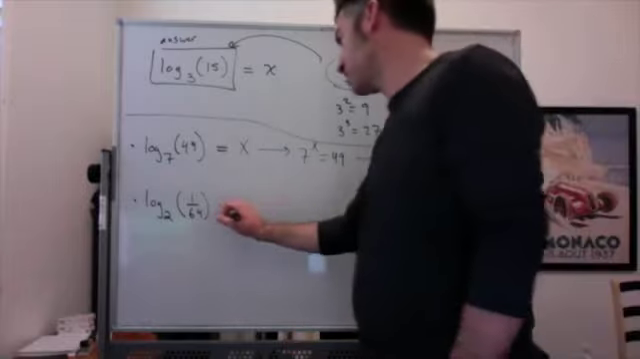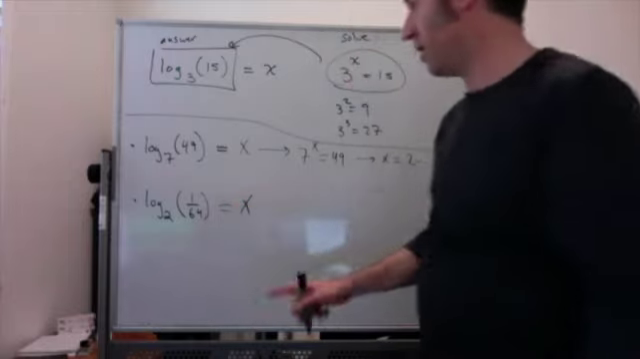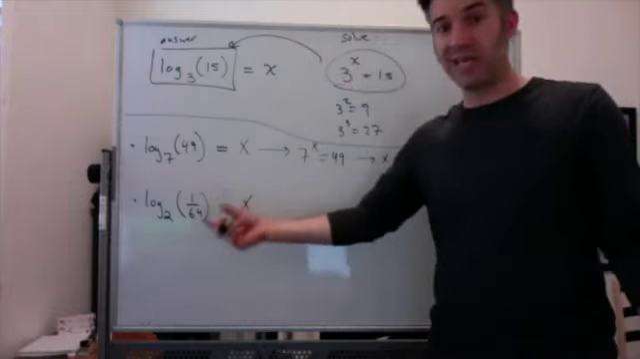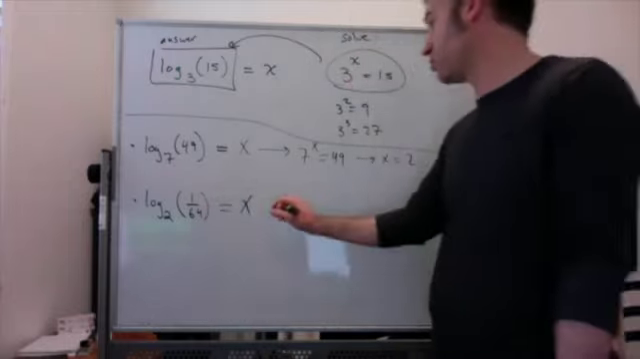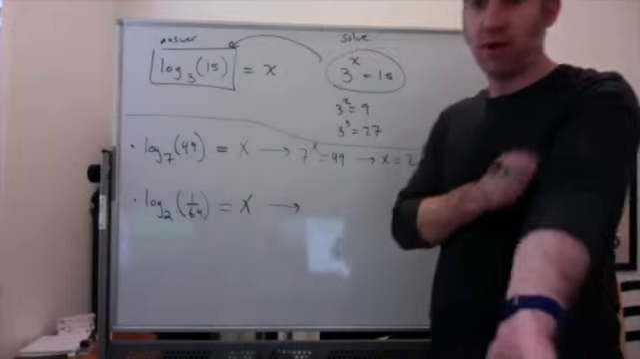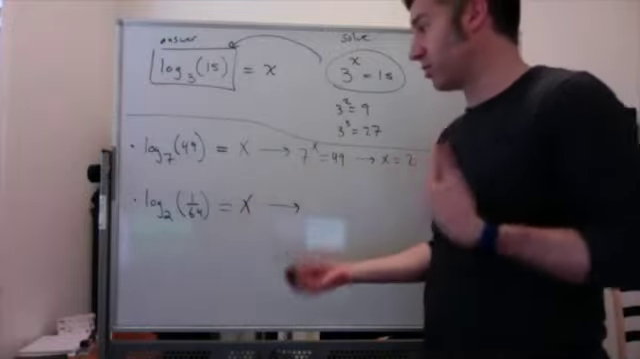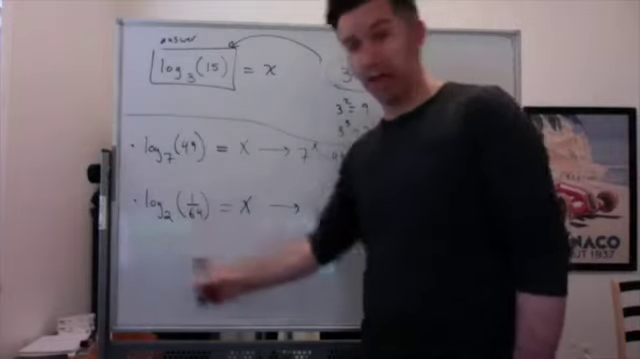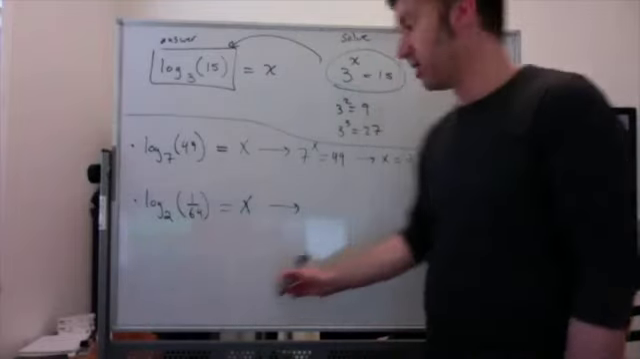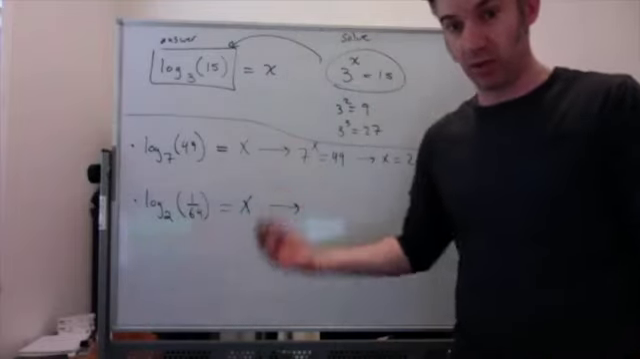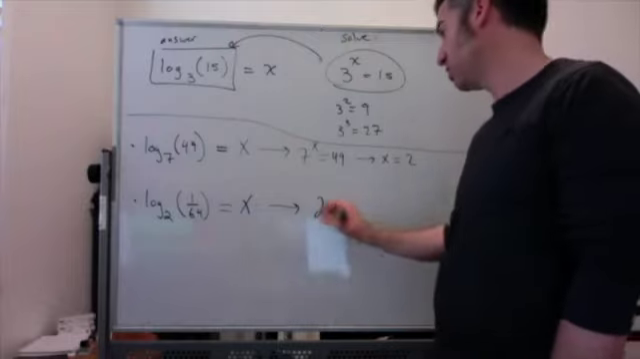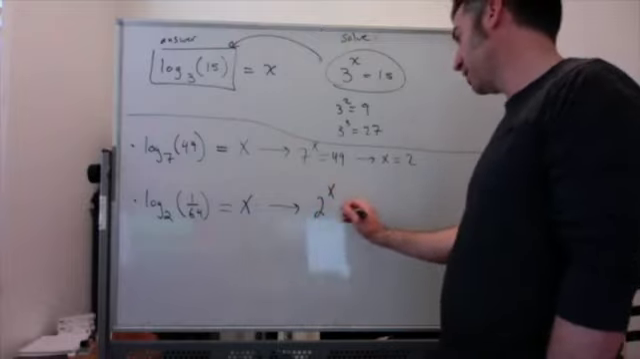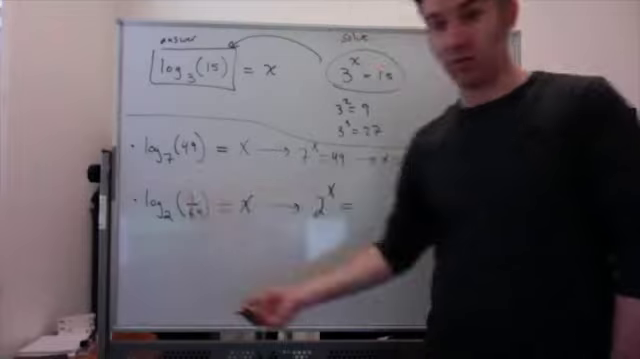I'm going to write this as log base 2 of 1 over 64 equals x. And then I'm going to rewrite this. And this is kind of a big deal. We really, really frequently take a logarithmic expression or equation and rewrite it as an exponential equation. The base is 2, the power is x, and it's equal to what's in the logarithm, which is 1 over 64.